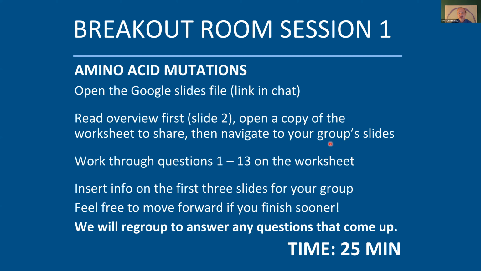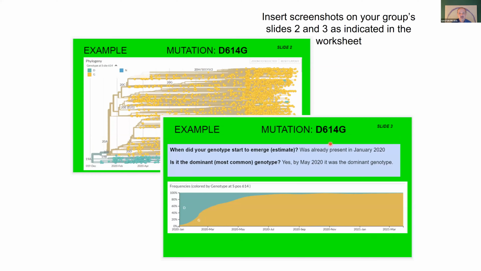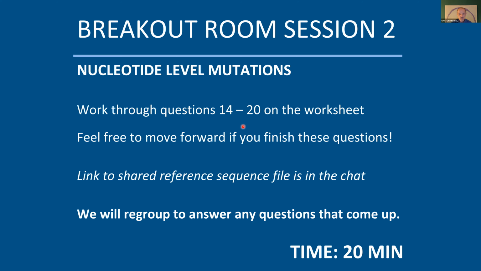And then that is breakout room 1, and then you come back and fill this sheet in, and you summarize some of the data. How does it look on the phylogenetic tree? How is the frequency of that mutation? And then you come back and you report out how many variants were present at your codon position. And then you go nucleotide level for the same mutation.